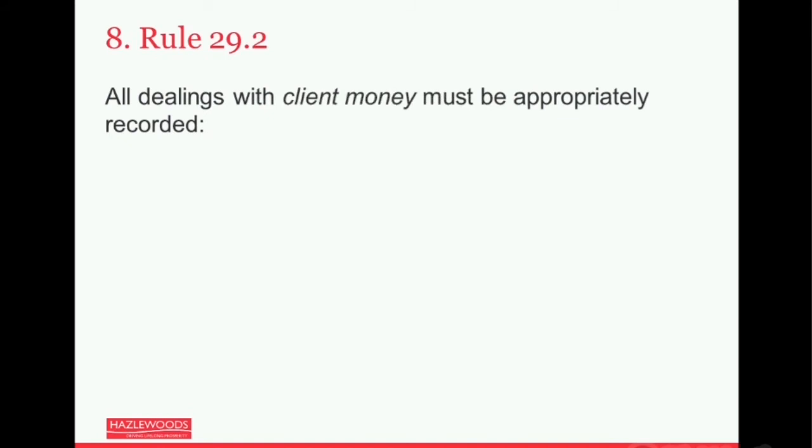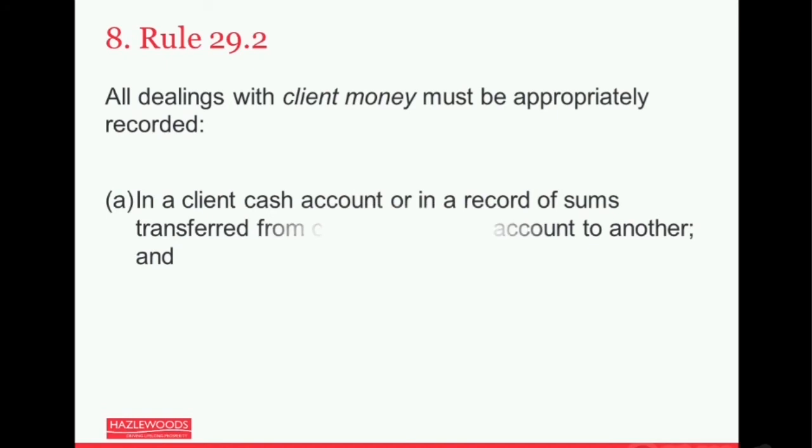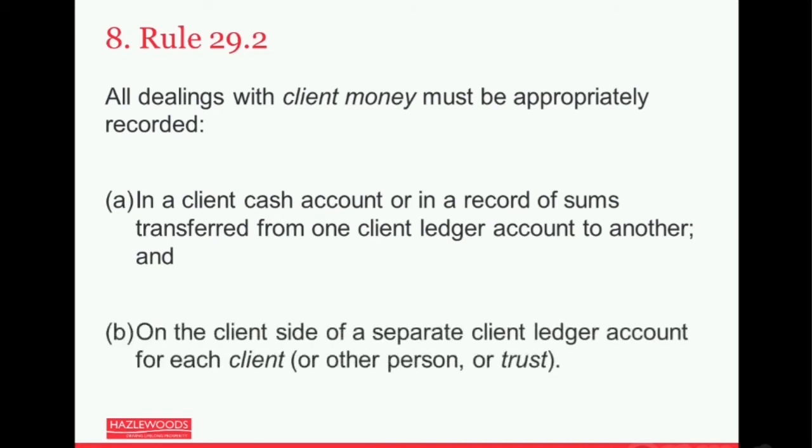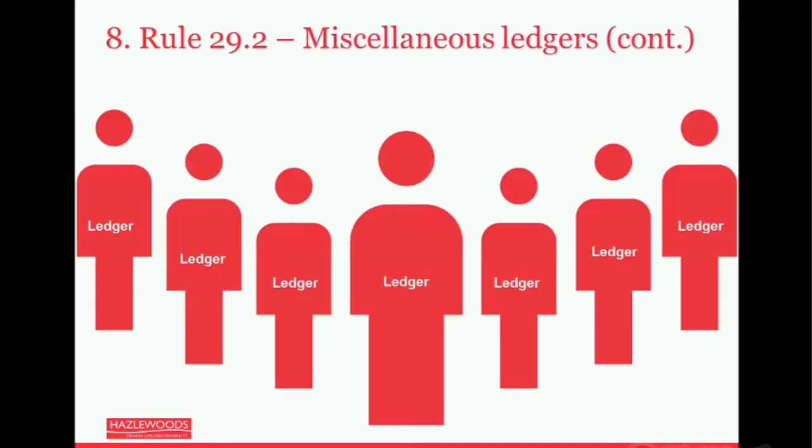The next breach is in relation to Rule 29.2, so the use of miscellaneous ledgers for multiple clients. The rules require all dealings with client money to be appropriately recorded in a client cash account or in a record of sums transferred from one ledger account to another, and on the client side of a separate client ledger account for each client or other person or trust. No other entries may be made in these records.